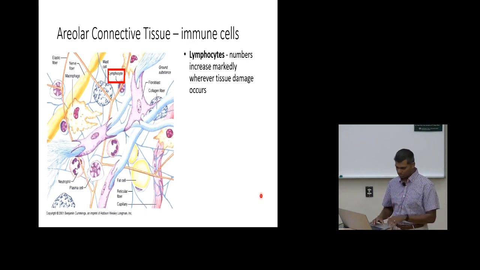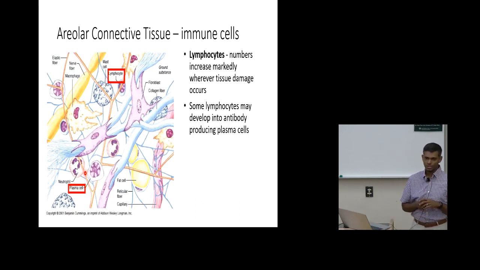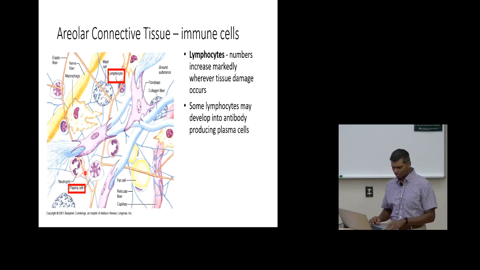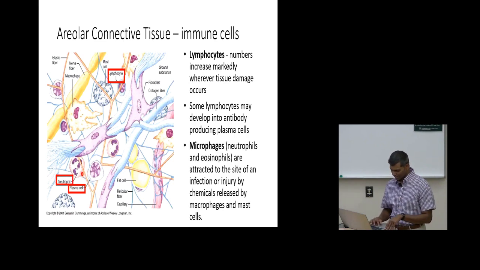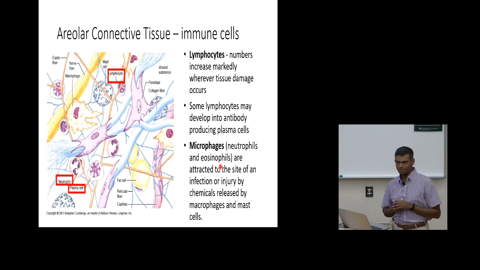So the other immune cells we'll consider are lymphocytes, which are going to be increased in their expression whenever there's some sort of damage. But these lymphocytes can also transform into plasma cells, which will produce antibodies against specific pathogens. And there are other immune cells you can also notice, like neutrophils and eosinophils, which kind of have a dumbbell-shaped nucleus, which we will talk about when we discuss blood. So these are called macrophages, which can engulf the pathogens as well.